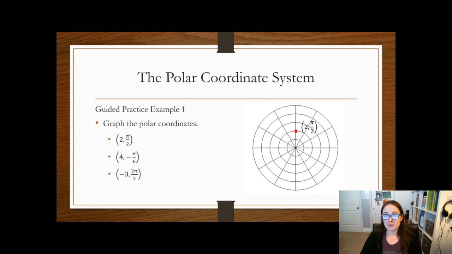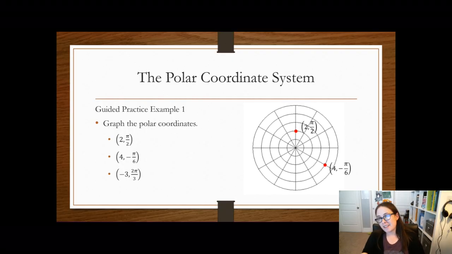For (4, negative pi over 6), well, the negative on that angle means I'm going to go down instead of up, starting at the polar axis here, or positive x-axis, which is what we're used to looking at. And so going down 1, there's my negative pi over 6 line here, and I'm going to go out 4 circles for the radius of 4. And there is (4, negative pi over 6). So those are not too bad.